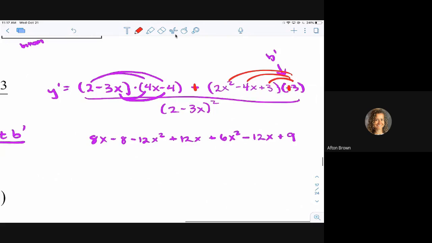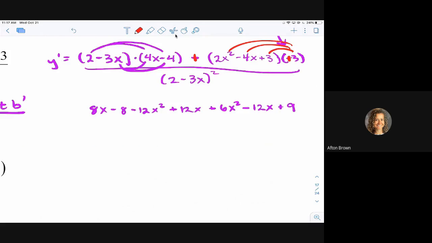Yeah. Okay, now I'm going to combine like terms. If I combine like terms, those two can combine, so I get a negative 6x squared. I have 8x, 12x, and a negative 12x. That just leaves me with an 8x. Then I have a negative 8 and a plus 9.